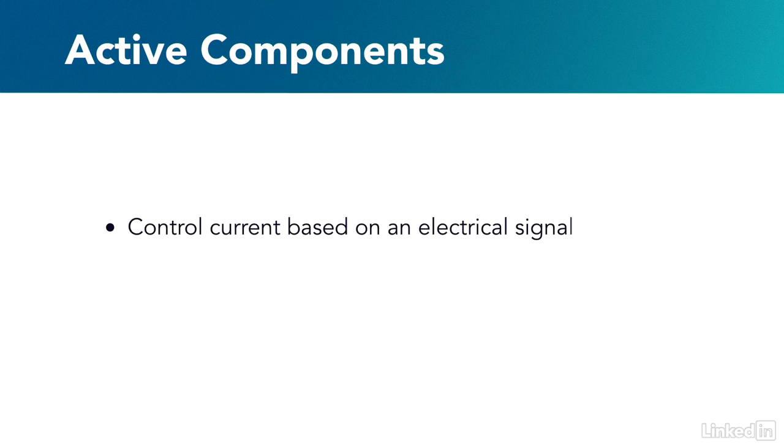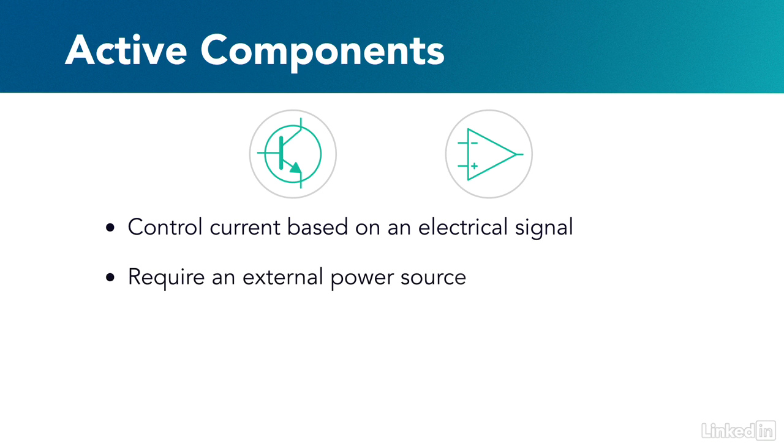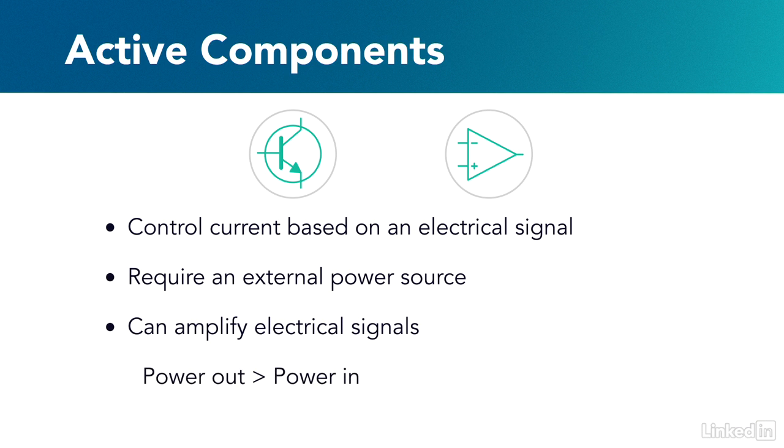Since transistors have the ability to control the flow of current through them based on another electrical signal, they fall into a category of devices known as active components, which includes transistors as well as the more complex integrated circuit components like operational amplifiers, which are built using transistors. Active components require an external source of power to operate, and because they draw power from an external source, they can be used to amplify a signal, which means they can produce an output signal with more power in it than the original input signal.